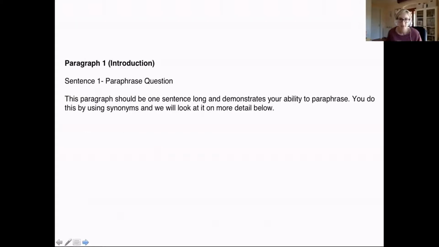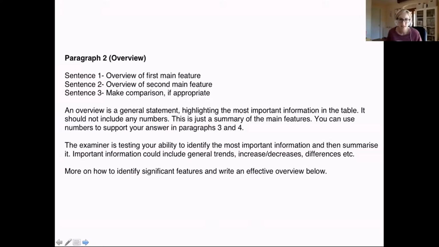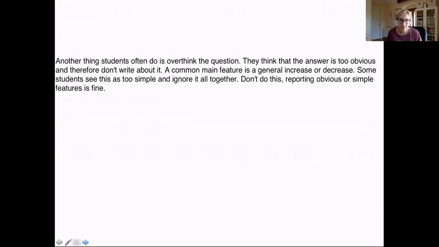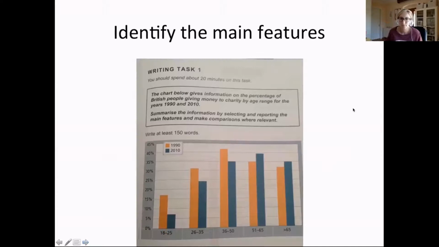Okay, let me see. So let's say in more detail. We're going to have a look at an example. So an example: the chart below gives information on the percentage of British people giving money to charity by age range for the years 1990 and 2010. Summarize the information by selecting and reporting the main features and make comparisons where relevant.